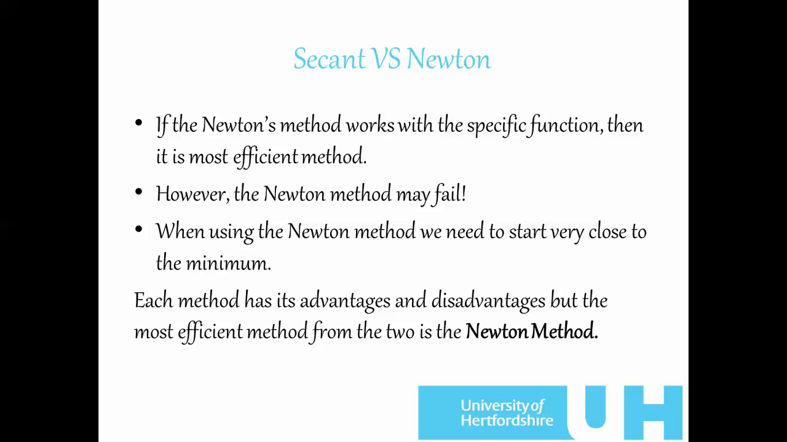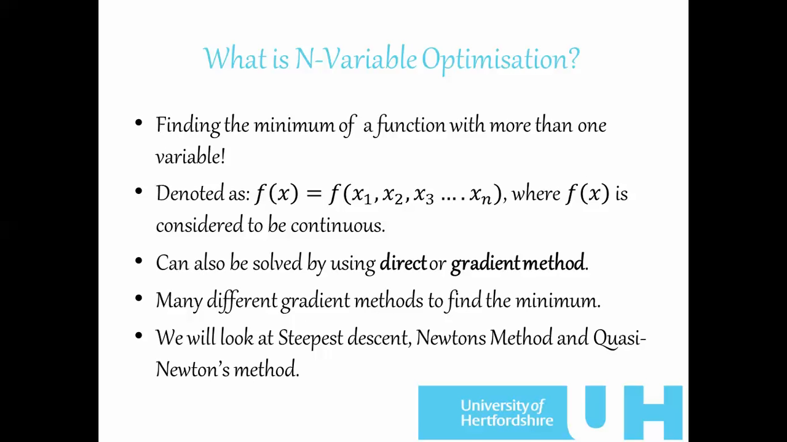When using Newton's method, we need to pick a point which is very close, whereas with the secant method, we don't need to be so close to the point. So again, if we were to look at which method just finds the answer most quickly, it will be Newton's method. So what is n-variable optimization now?